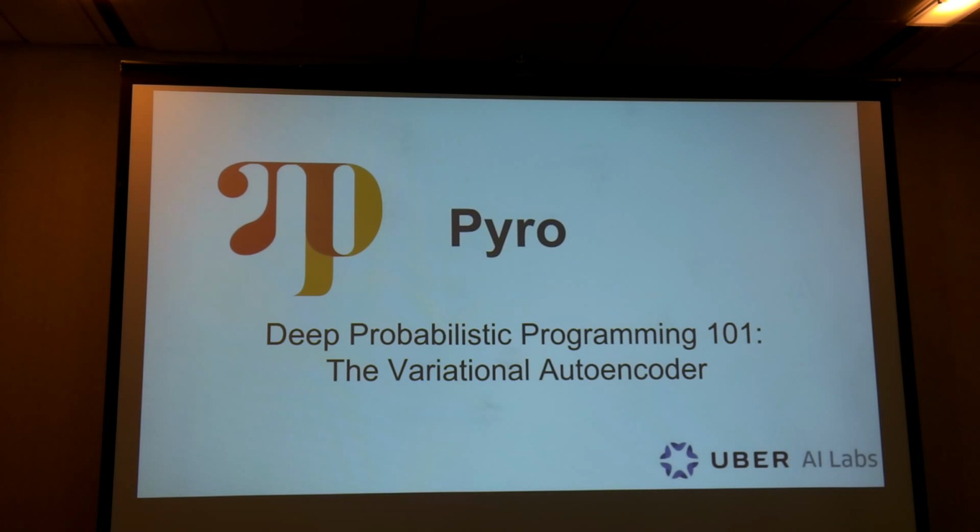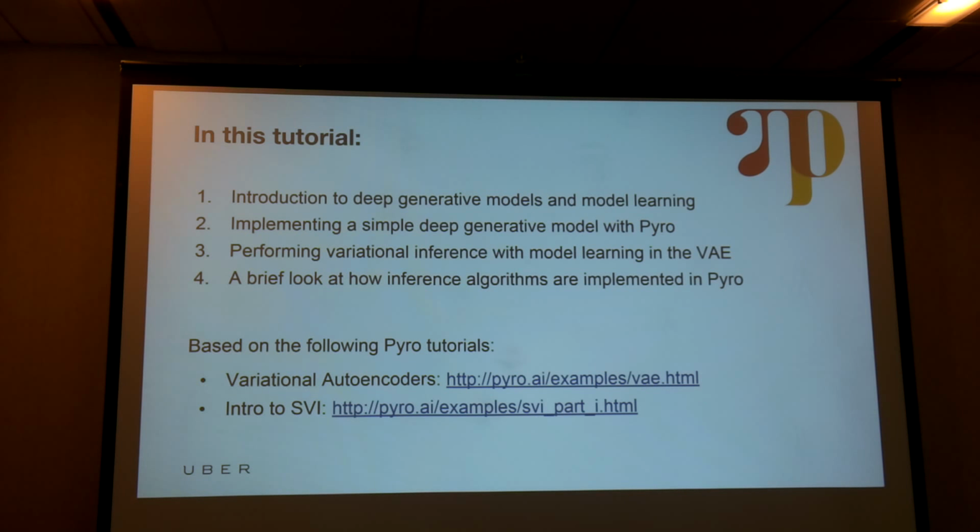So in this part of the tutorial, we'll talk about deep generative models, and in particular, the simplest deep generative model possible, which is called the Variational Autoencoder. So first, I'll explain a little bit, give a little bit of motivation for deep generative models. Explain what they are, why they might be interesting.